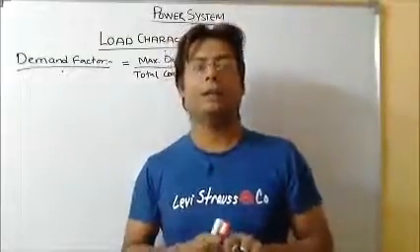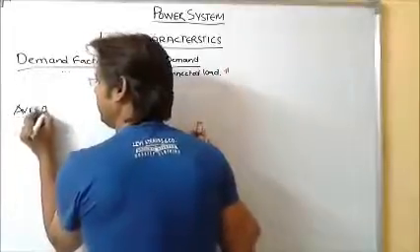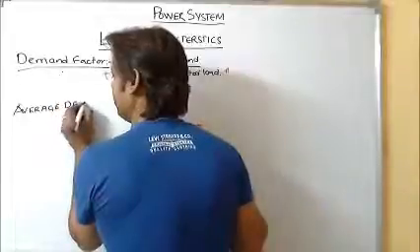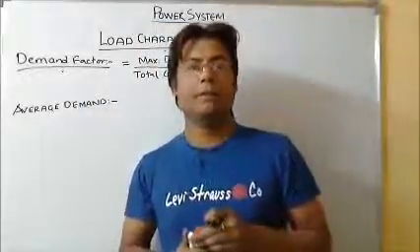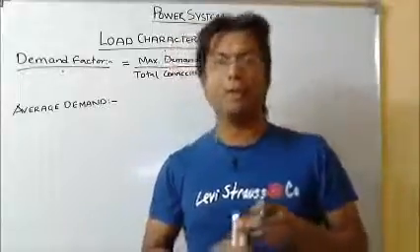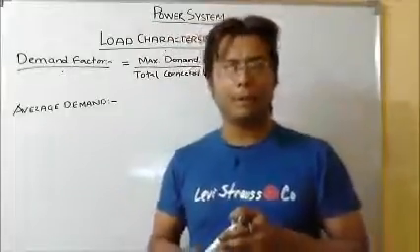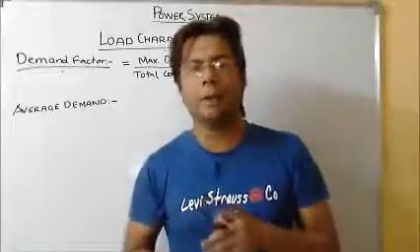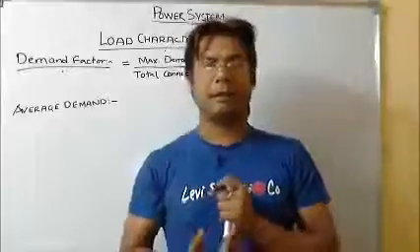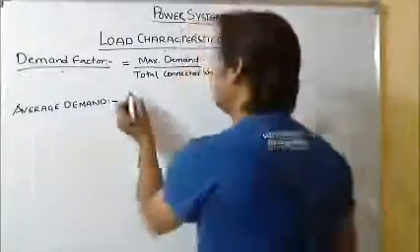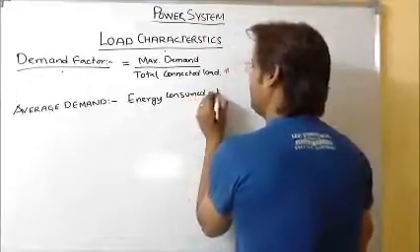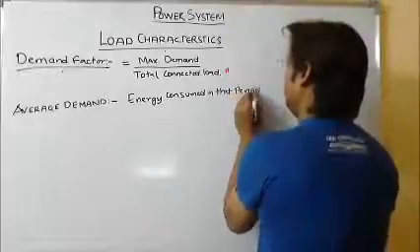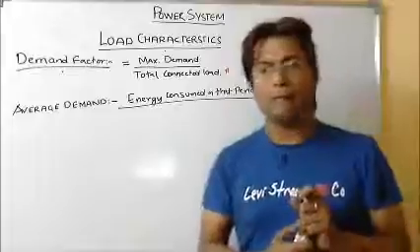Another thing which we should understand in the load characteristics is called the average demand. What is called the average demand? Average demand is defined as the ratio of energy consumed in the period to the number of hours in that period. So we can write average demand as the energy consumed in that period divided by the hours in that time period.